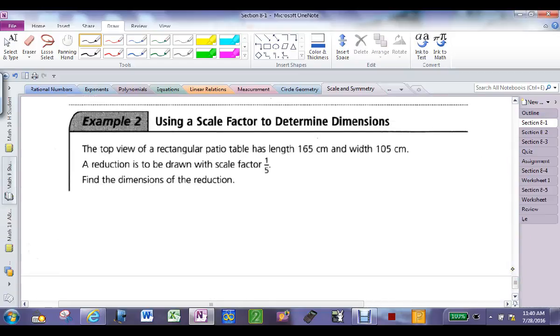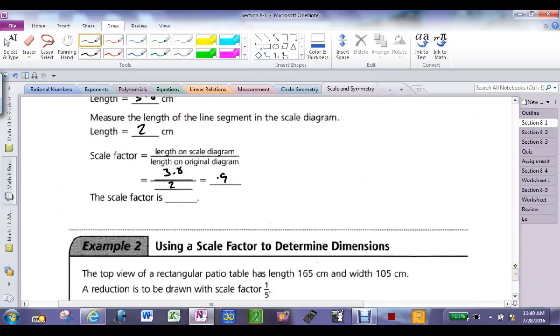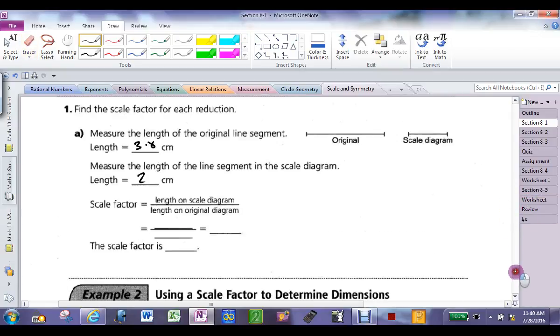Now here. Can we go back up? Is the original length at the bottom? Yeah, the original was 3.8, should have been down here, 2 over 3.8, which is actually what I did on my calculator if you look, and got 0.9.